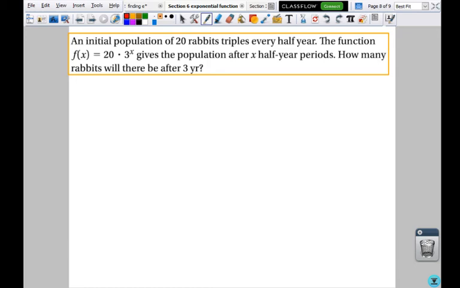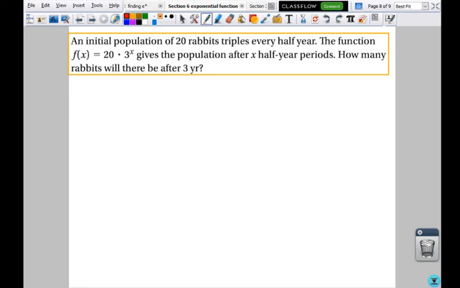An isolated population of 20 rabbits triples every half year. Here, the function f of x equals 20 times 3 to the x gives the population after x half-year periods. How many rabbits will there be after 3 years?